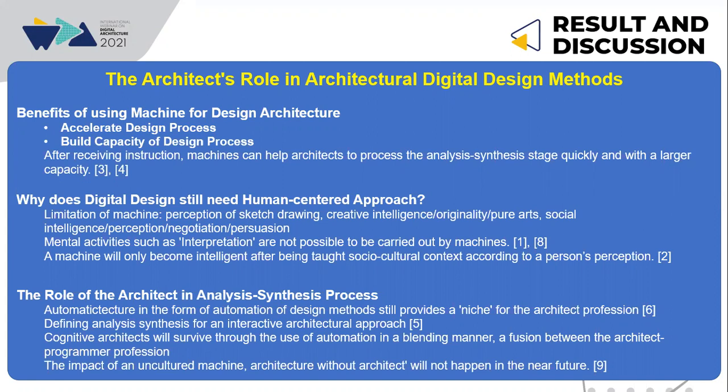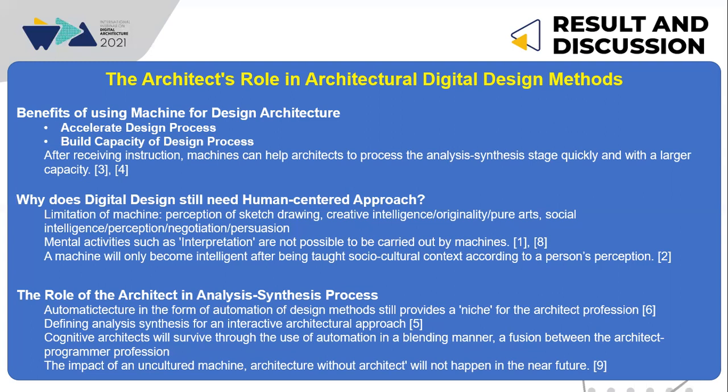So why do we still need a human-centered approach in digital design? There are at least two limitations of a machine. Firstly, its limitation in perceiving finger manipulation skills. Secondly, producing creative intelligence or originality of pure arts. Thirdly, it has limited social intelligence such as perception, negotiation, and persuasion. Moreover, mental activities such as interpretation are not possible to be carried out by machines.